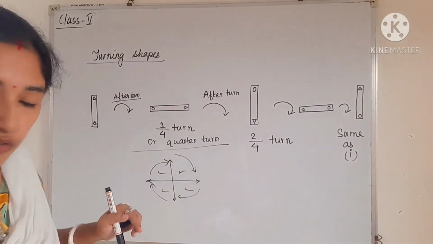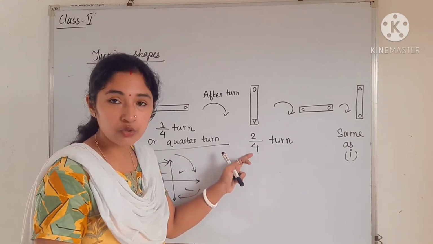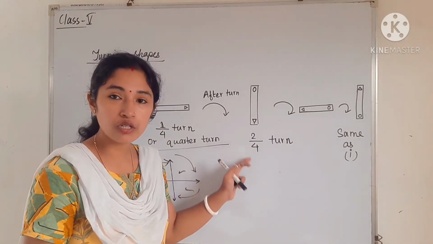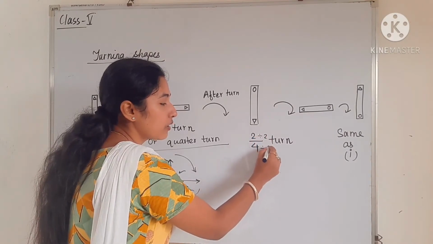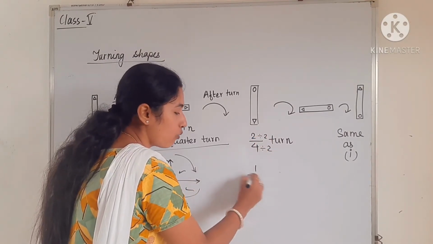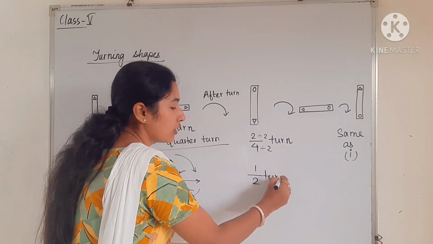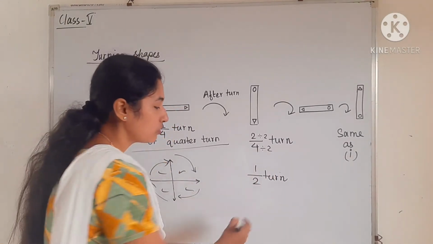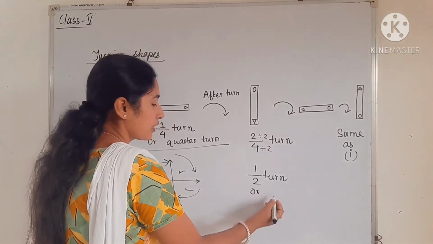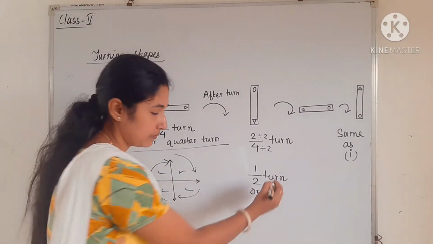If you want to convert it into simplest fraction, if you want to reduce into simplest fraction, you have to divide the numerator and denominator by 2. By that way, you will get 1/2. So this is 1/2 turn. You can say 1/2 turn, or you can say half turn. Okay, half turn.